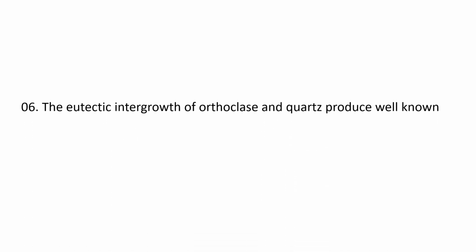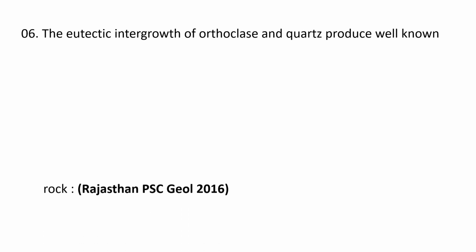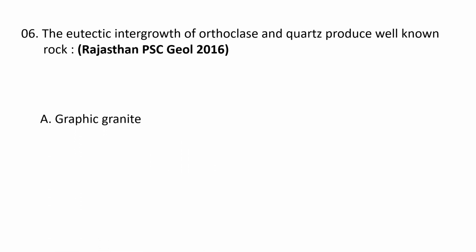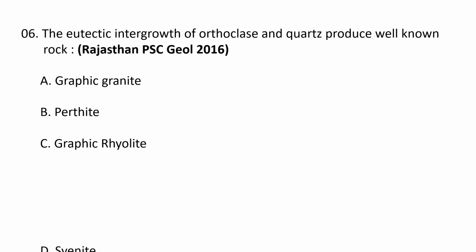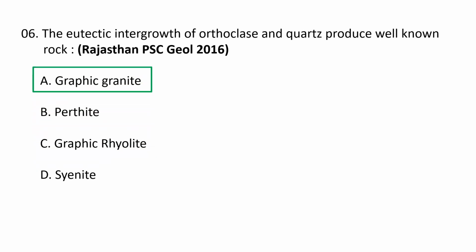The eutectic intergrowth of orthoclase and quartz produces a well-known rock known as A. Graphic granite, B. Perthite, C. Graphic rhyolite, and D. Cyanide. The eutectic intergrowth of orthoclase and quartz produces graphic granite. Graphic granite is found predominantly in granitic pegmatite, and it is a leucocratic granitic rock consisting of an intimate intergrowth of alkali feldspar and quartz with a distinctive texture like ancient cuneiform writing when viewed in certain cross sections. So the eutectic intergrowth of orthoclase and quartz produces graphic granite. A is the correct option.